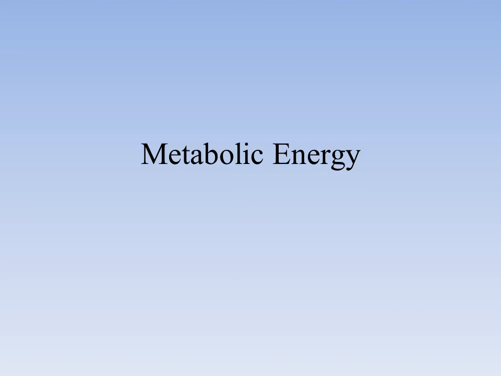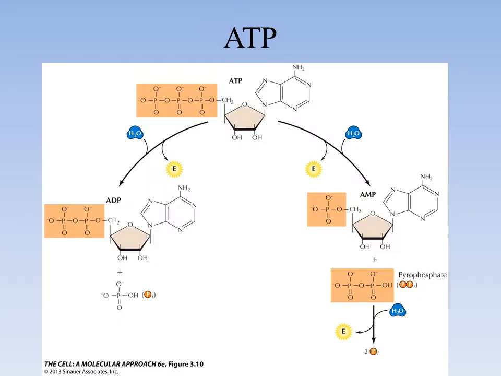So this lecture is just going to briefly go over metabolic energy. This is part of chapter 3, and we'll talk about it more in class on Tuesday. So what is the energy currency of the cell? Of course, we've all heard of ATP. That's what we know. How we get energy in the cell, how we use energy, is usually in the form of ATP.